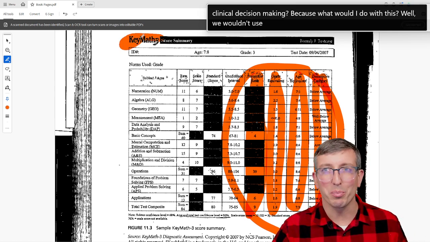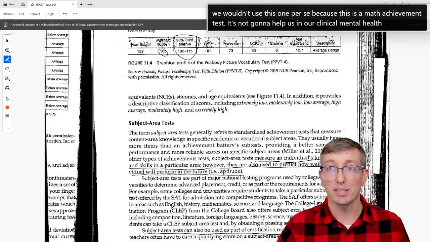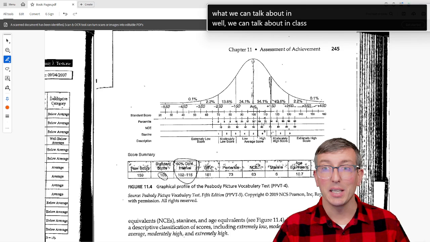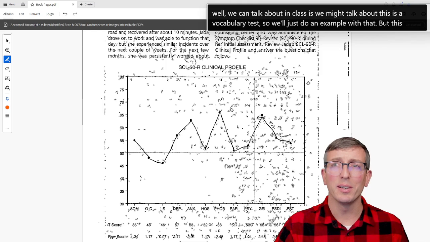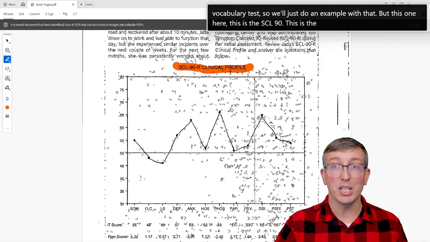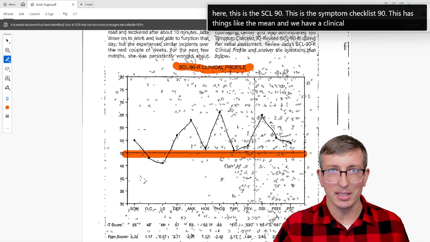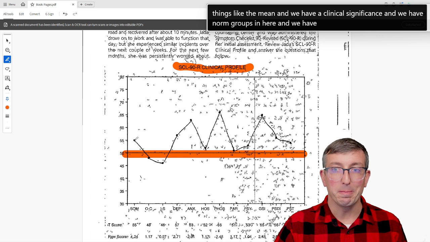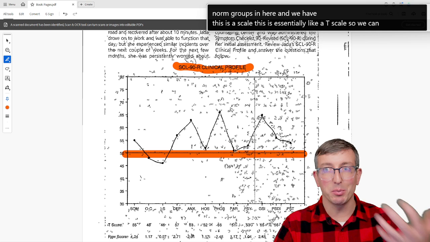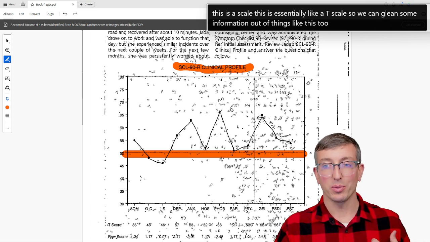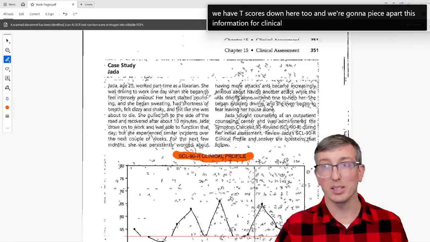Well, we wouldn't use this one per se because this is a math achievement test and it's not going to help us in our clinical mental health applications. However, what we can talk about in class is, this is a vocabulary test, so we'll just do an example with that. But this one here, this is the SCL-90, the Symptom Checklist 90. This has things like the mean, and we have clinical significance, and we have norm groups in here, and this is a scale, essentially like a T-scale. So we can glean some information out of things like this too. We have T-scores down here too, and we're going to piece apart this information for clinical application later on.